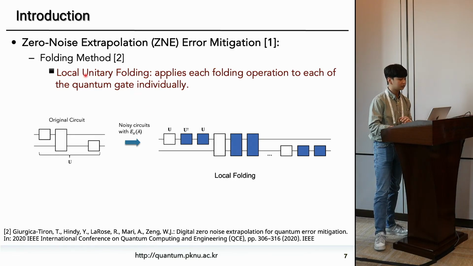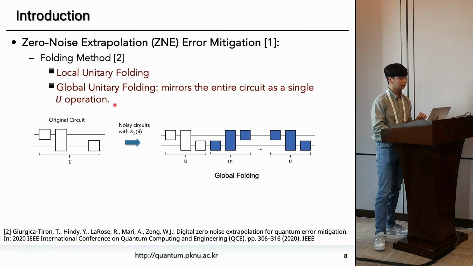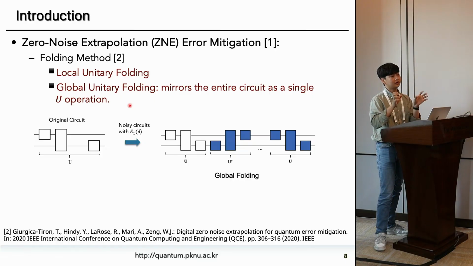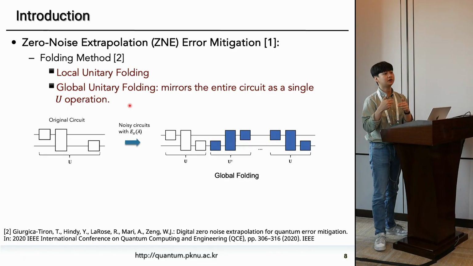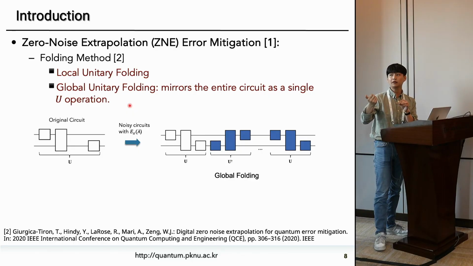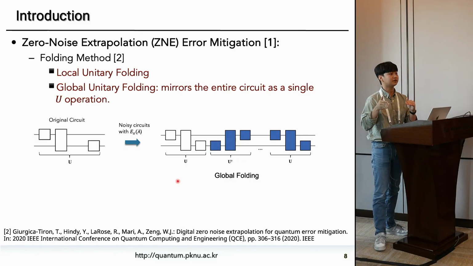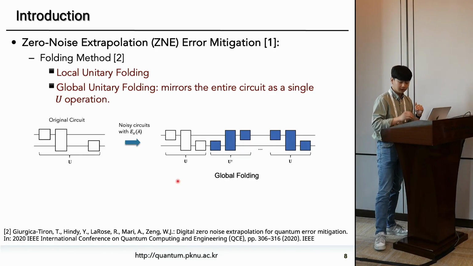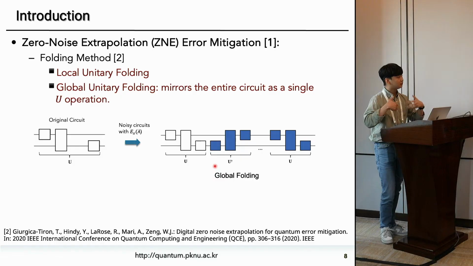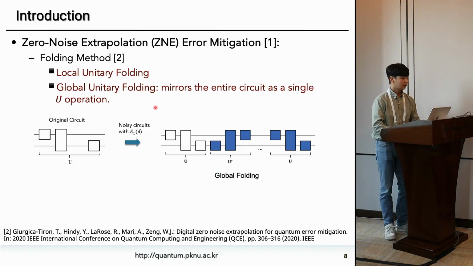This is the local unitary folding, and the other one is global folding. The difference is that local folding treats each gate as a unitary operation and scales from there, but global folding treats the entire circuit as a single unitary operation and then mirrors that circuit. So yes, these are the most used folding methods, and all of them are actually available in the Mitiq framework that you can test and use.